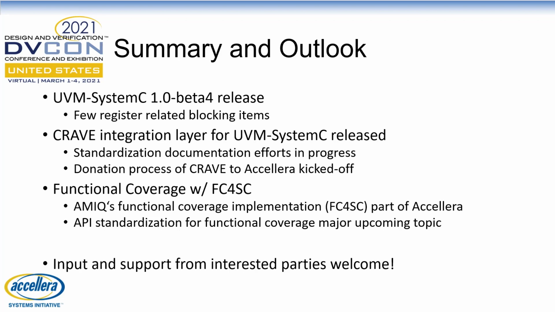Summarizing, the upcoming Beta 4 release is planned for Q1 this year. Currently, we are working on implementing register-related items which we would like to be included for public testing. The CRAVE integration layer for UVM-SystemC has already been released, and now standardization efforts are ongoing. This also includes the donation process of CRAVE to Accellera, which has taken a few hurdles already and is expected to be finalized until Q2.